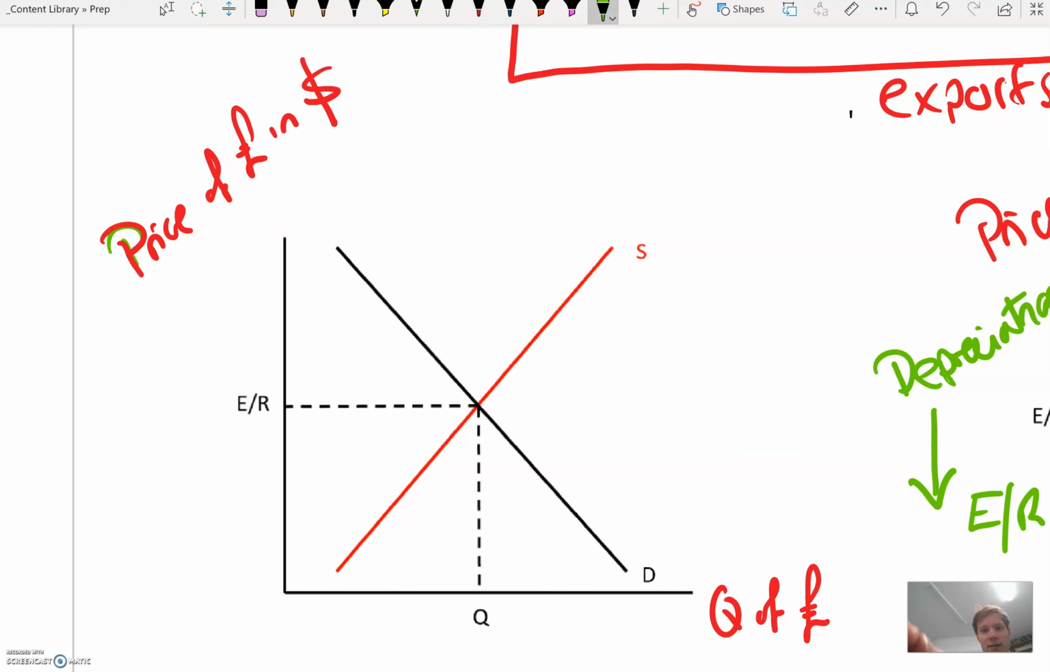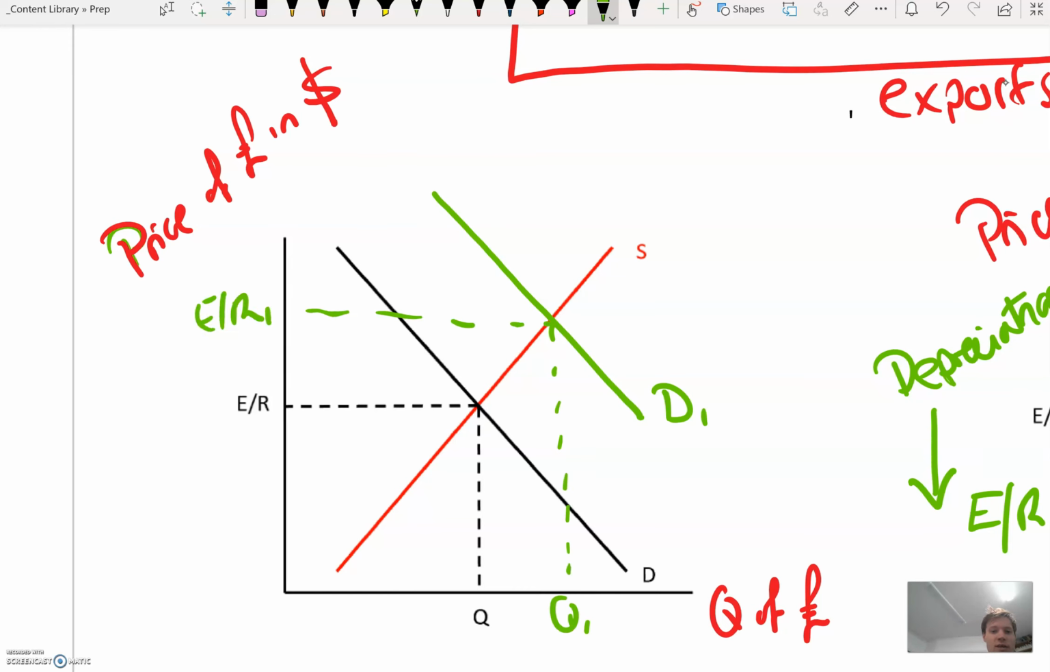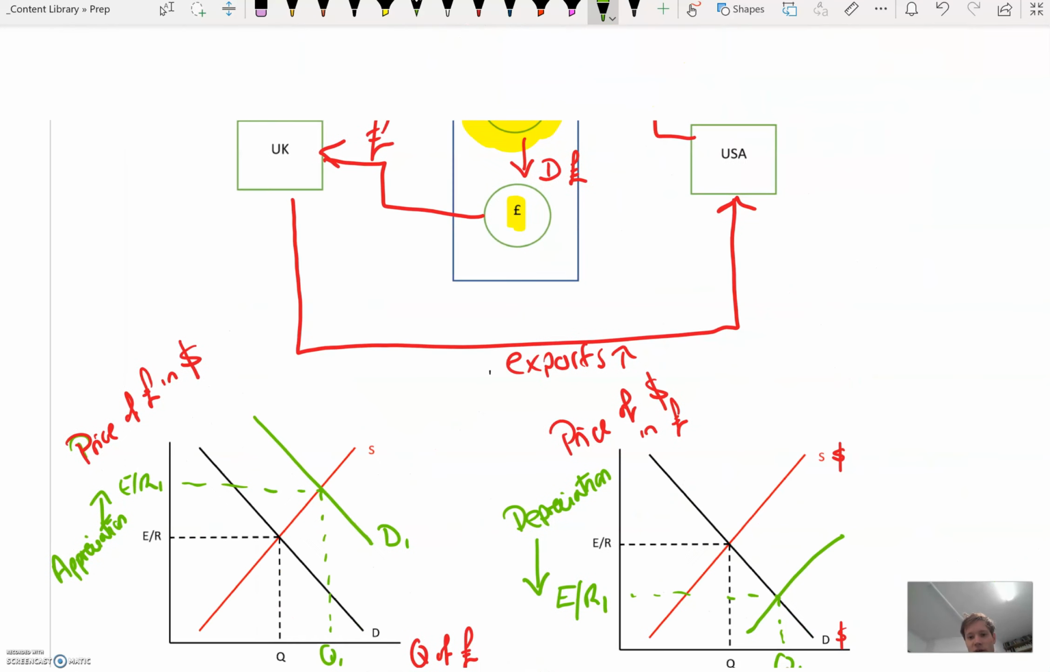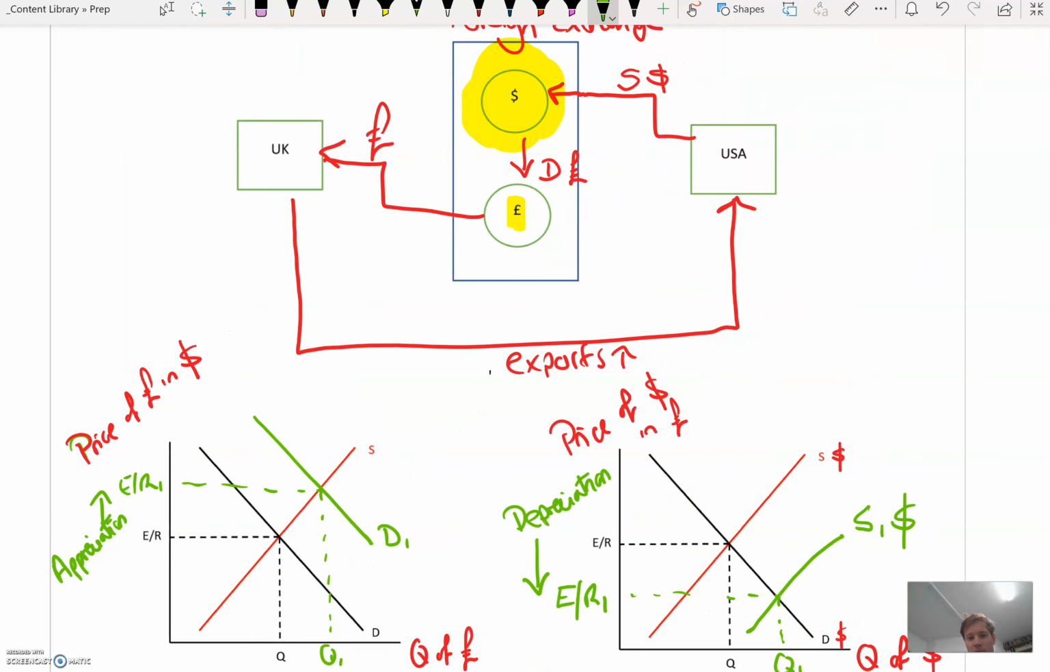We're going to see that the demand is going to shift to the right. We have an increase in demand for UK exports. We need pounds. US consumers need pounds to buy them. And so there's an increase in the exchange rate as a result. And that increase in the value of the pound is called an appreciation in a floating exchange rate system. Great. You can see then two things happening at the same time.